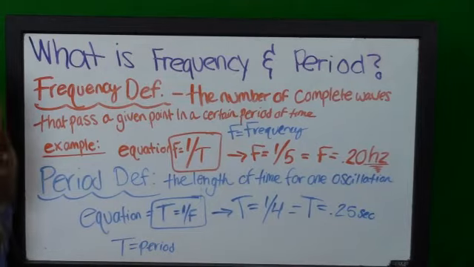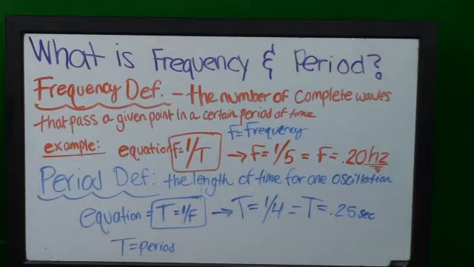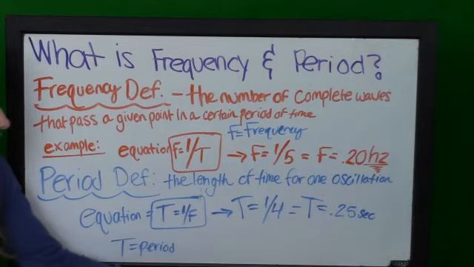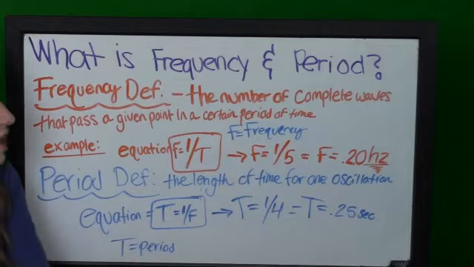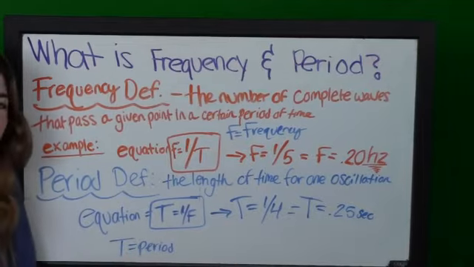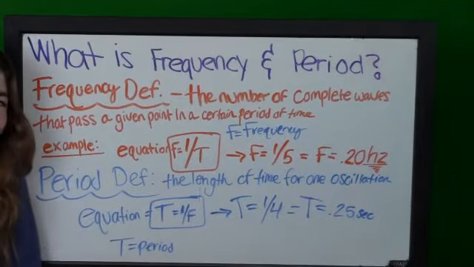Have you ever wondered what frequency and period are? Oh yeah! Well, I'm here to tell you. Frequency is the number of complete waves that pass a given point in a certain period of time. Here is an example. First, you must know that frequency equals 1 divided by T. T is short for period, and F equals frequency. If you have a period of 5, you do F equals 1 divided by 5. F equals 20 hertz. The unit for frequency is hertz.